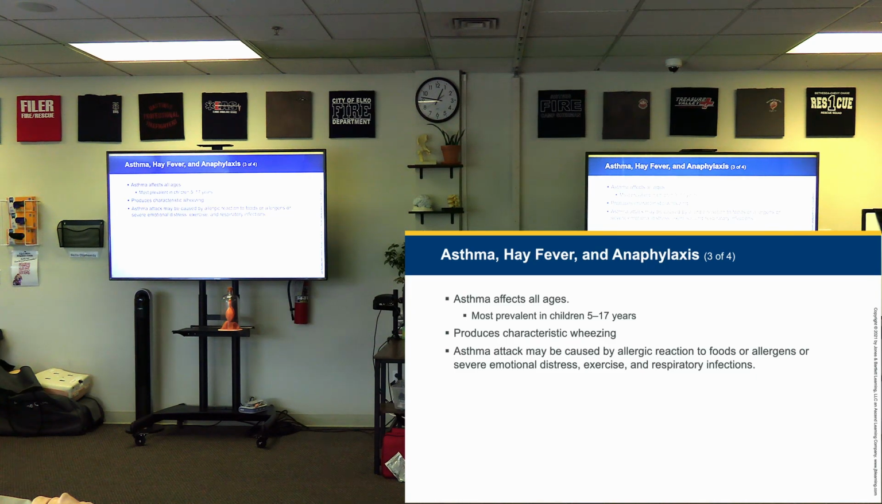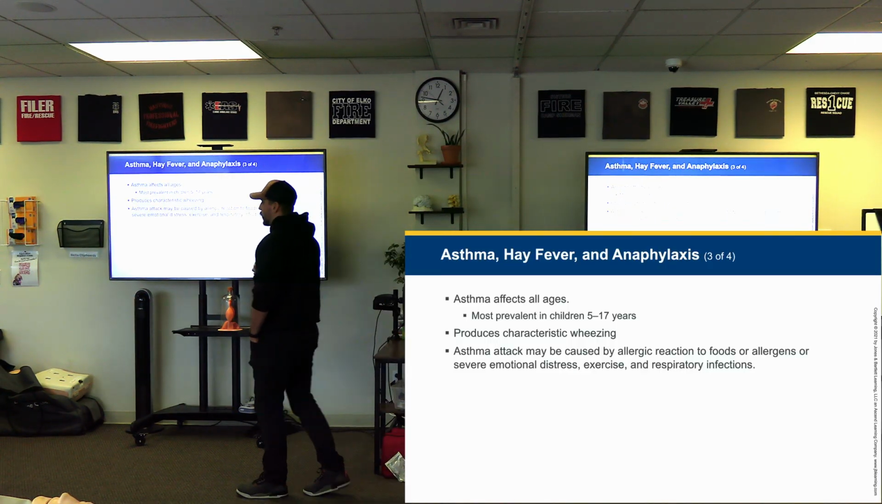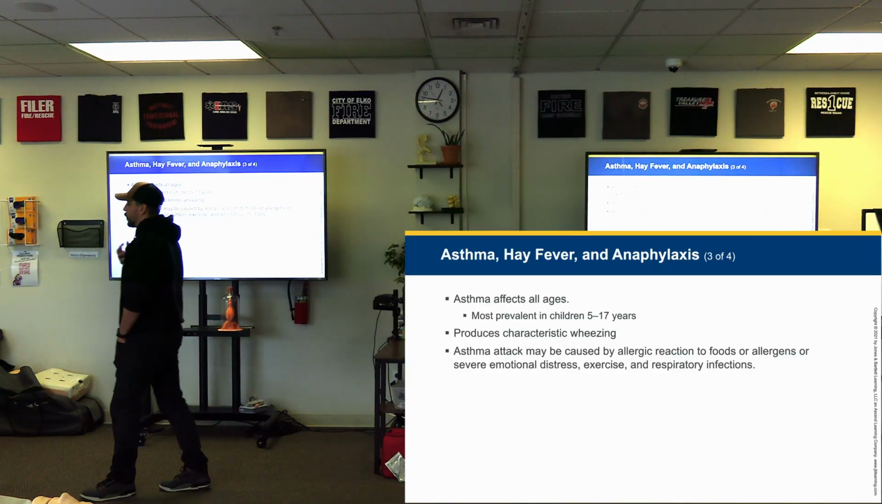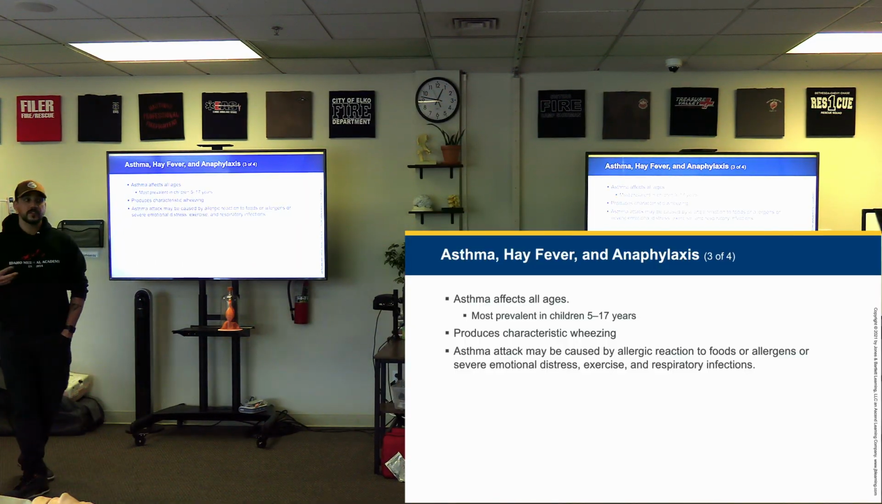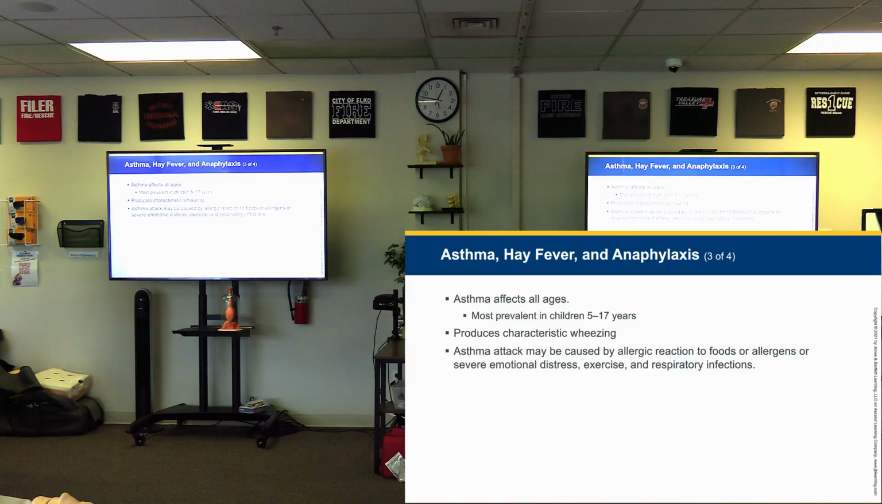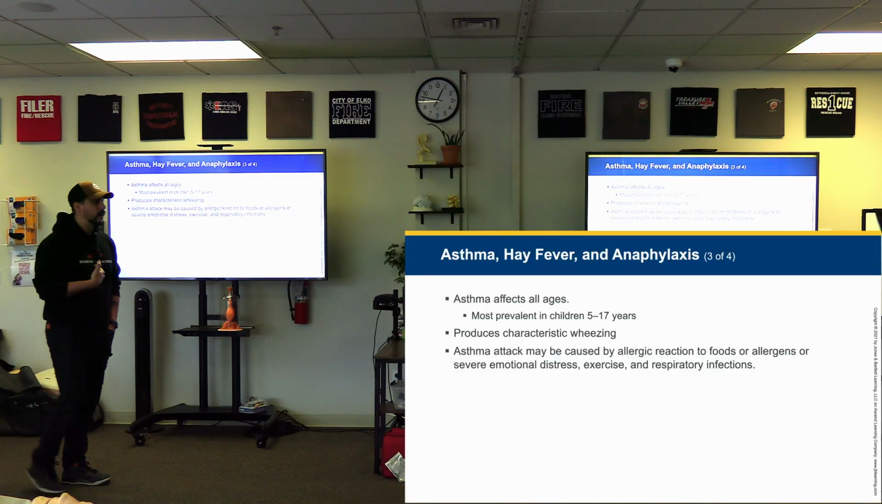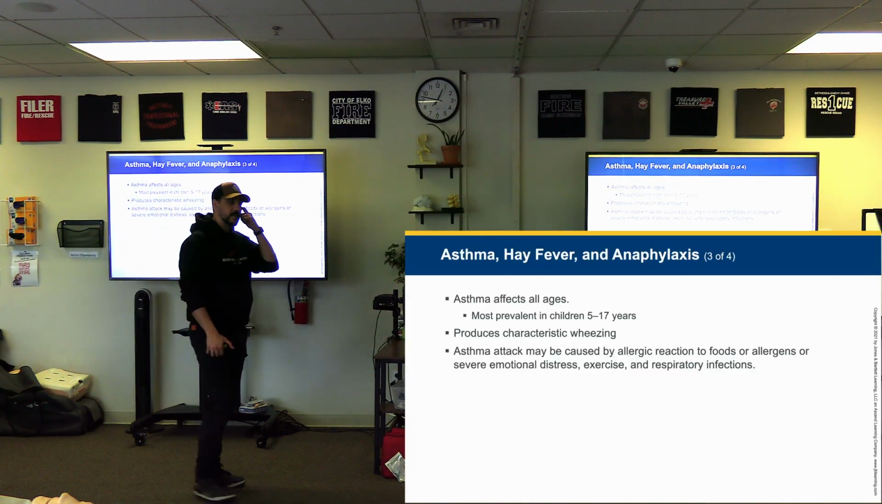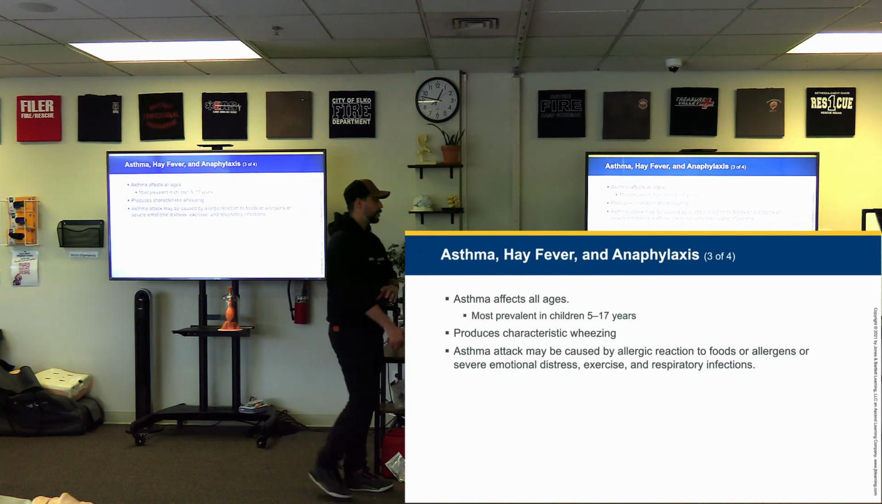Now, asthma affects all ages, most prevalent in kids from 5 to 17. It produces the characteristic wheezing that we're all kind of used to. I kind of talked about it. And back to the 5 to 17 thing, you can't really outgrow the disease, but as your body gets bigger, your body accommodates the swelling in there a little bit better. So it's not uncommon for people to have asthma, and then as they get older, it doesn't really bother them. That was kind of my life. I was asthmatic as a kid, and then as I got older, it just stopped bothering me.